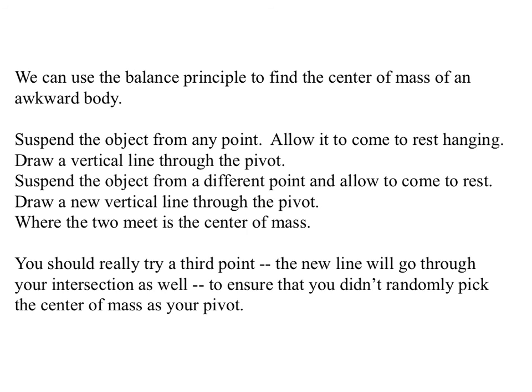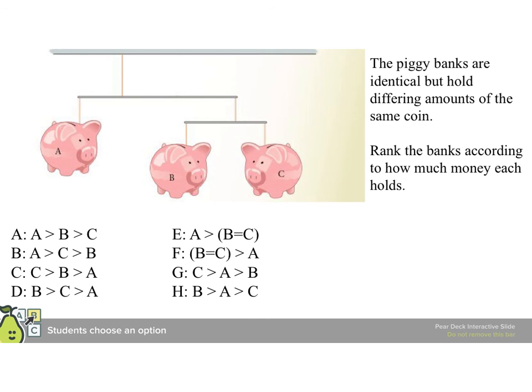We can use the balance principle to find the center of mass of an awkward body. Suspend the object from any point, allow it to come to rest and hang, draw a vertical line through that pivot point, suspend the object from some other pivot point and allow it to come to rest, draw a new vertical line through the new pivot point. Where the two meet is the center of mass. You should really do a third point, because the new line will go through your intersection as well, to ensure that you didn't randomly pick the center of mass, where you'll get some randomness out there. All right, so you want to make sure that one of your points wasn't the center of mass.